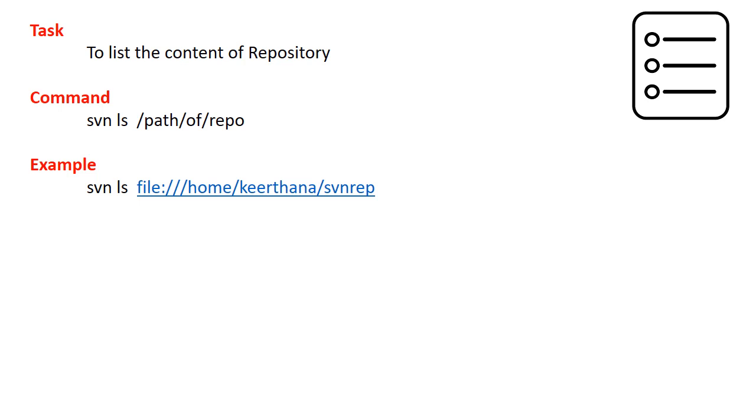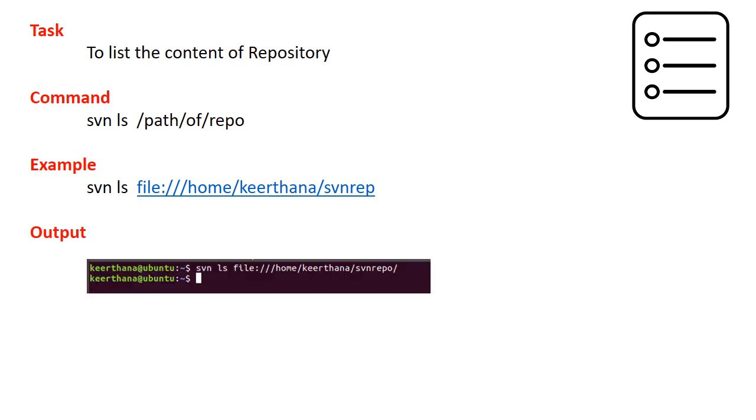My repository is on my local host, so I'm using file and then the address you have to specify. You have to use triple slashes. If your file is in the local system, then you have to use file colon. There are different methods or specifications to specify the address. We will see in detail in the next slide. For example, just type svn ls and then the path of the repository.